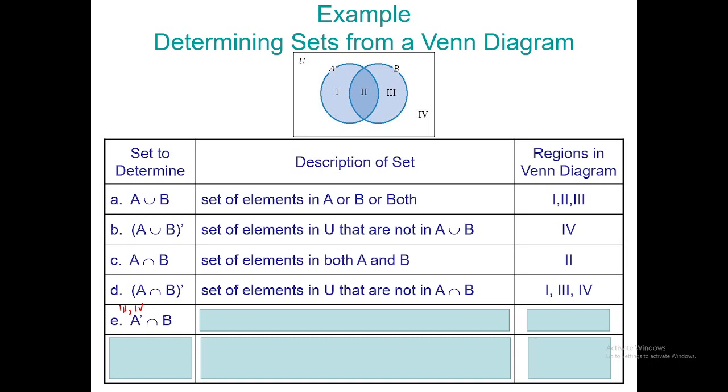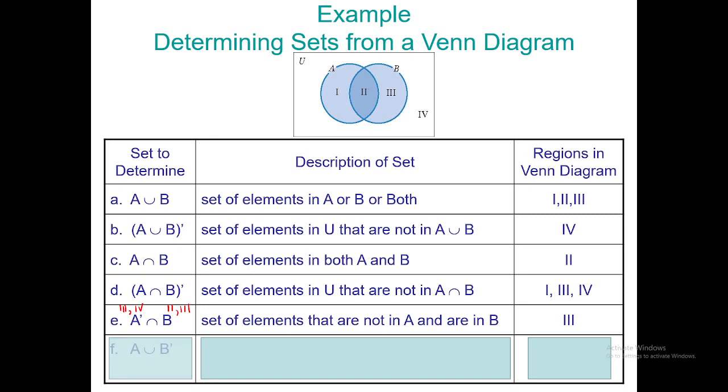What is B? 2 and 3. What is common to those two? 3. So, there you go. 3 is my answer there.